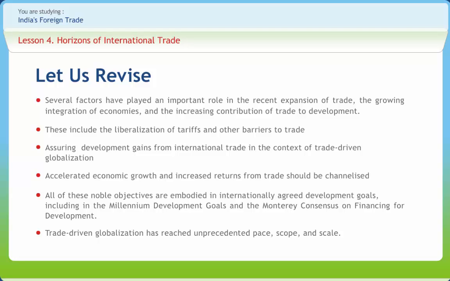It has spawned new opportunities and realities, as well as persistent challenges to the acceleration of economic growth, development, and poverty reduction. Several factors have played an important role in the recent expansion of trade, the growing integration of economies, and the increasing contribution of trade to development.